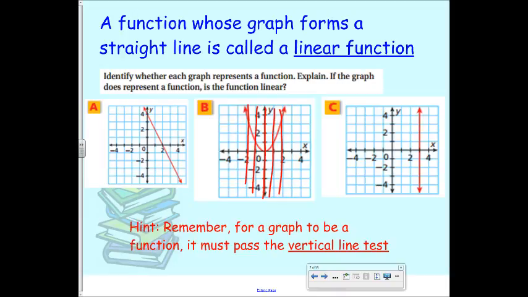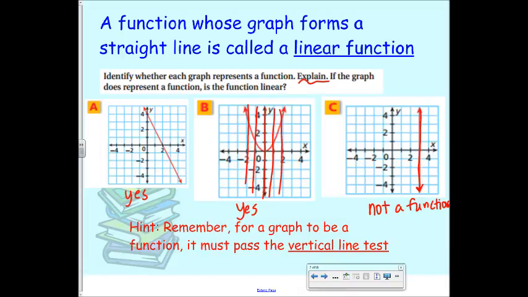So we say A is a function, yes. And we would say to explain it, all you'd have to say is it passes the vertical line test. All right, B is a function, yes, because it also passes the vertical line test. What about C? No, why not? Yeah, if I draw a vertical line, how many places does it touch this red line? All the places, right? Every single point it touches. So then no, this is not a function. And then the last question says, if it is a function, is it a function that is linear?